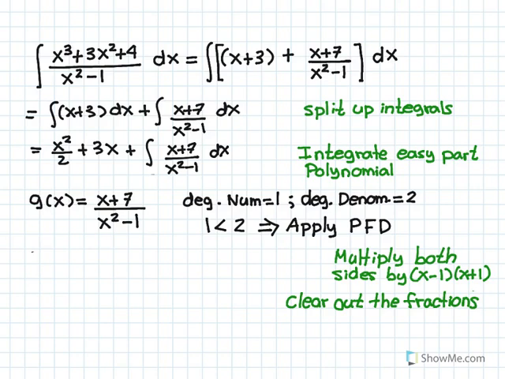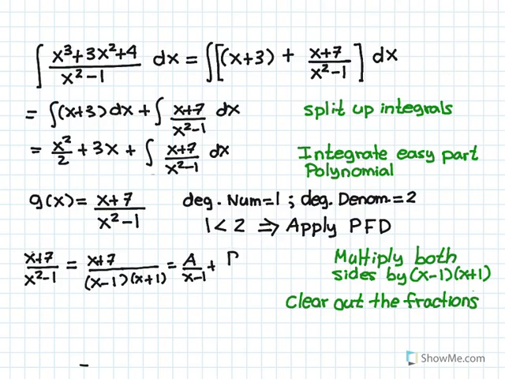Let's apply partial fraction decomposition. So we have x plus 7 divided by x squared minus 1. This is equal to x plus 7 divided by x minus 1 times x plus 1. Applying partial fraction decomposition, we get A over x minus 1 plus B divided by x plus 1. This is the case of linear factors in the denominator.